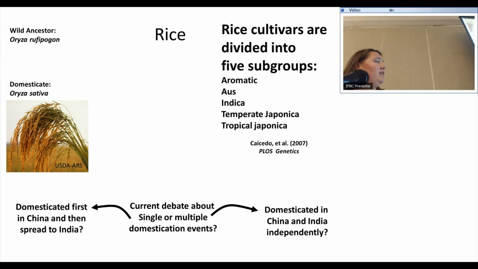And one of the current debates going on now is whether there was a single or multiple domestication events for rice. The prevailing theory, until not too long ago, was that there were 2 independent domestication events, one in China and one in India, leading to the japonica and the indica broad groups. But more recent work is hypothesizing that there was a single domestication event in China, and then the early domesticate moved into India and replaced some more of the wild relatives that were being slowly domesticated there.